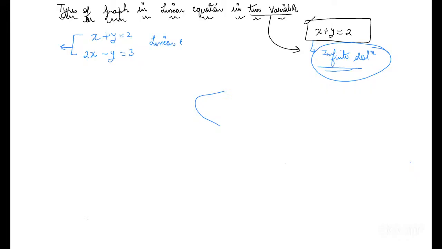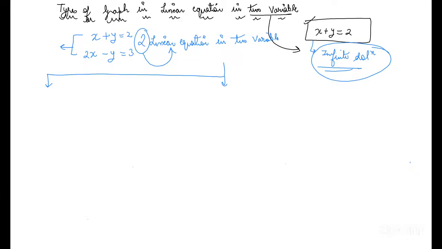If you check this, they are called a pair of linear equations in two variables. So two linear equations are there to solve for the two variable values. And according to this, if we are using two equations, there will be three types of graphs.